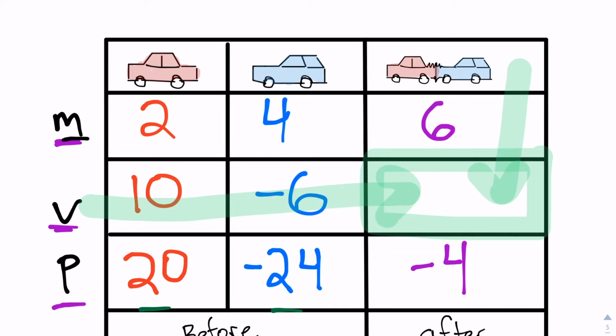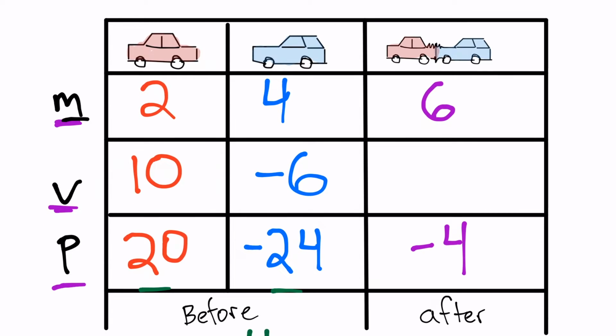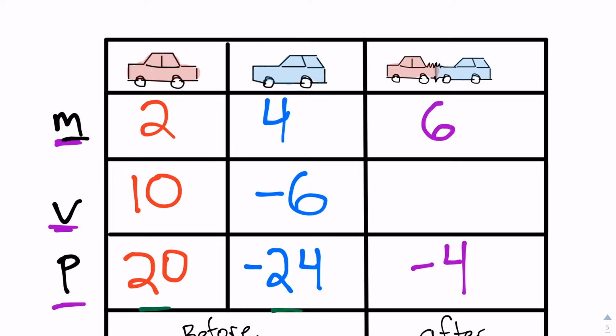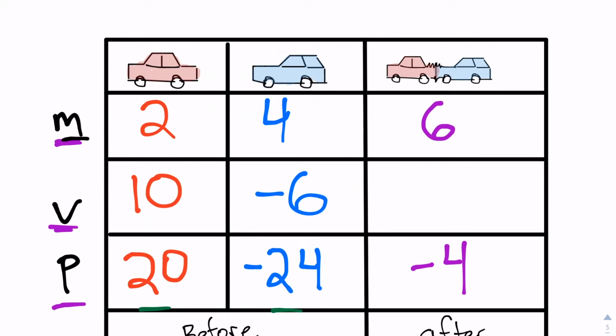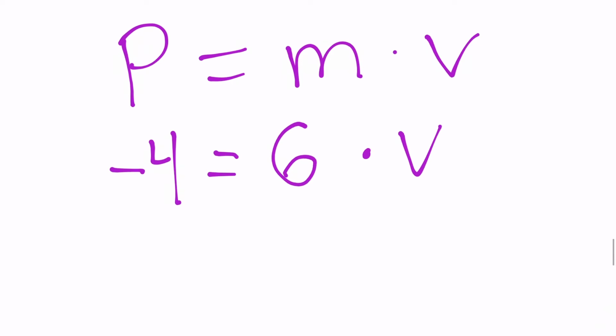And the way that we do that is we use our handy dandy formula again. We know that P equals mass times velocity. Do we know the momentum after the collision? We totally do. So I'm going to write it in. Negative 4. Do we know the mass of the cars after the collision? We totally do. Positive 6 kilograms. We don't know the velocity, but we can solve it.